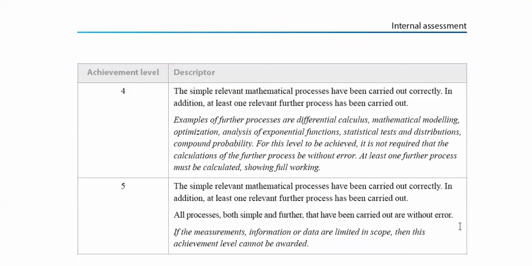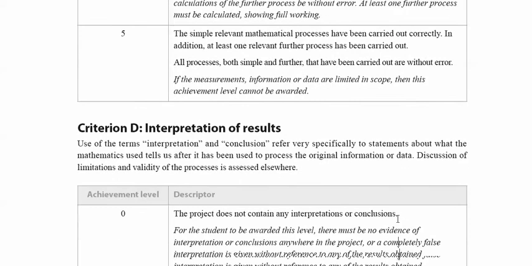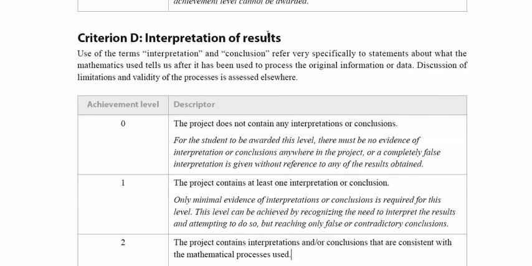Criteria, what are we on now? Criteria D, interpretation of results. Now, this is in terms of a conclusion. This is you analyzing your results. It's not a good thing to do all the analysis at the end.